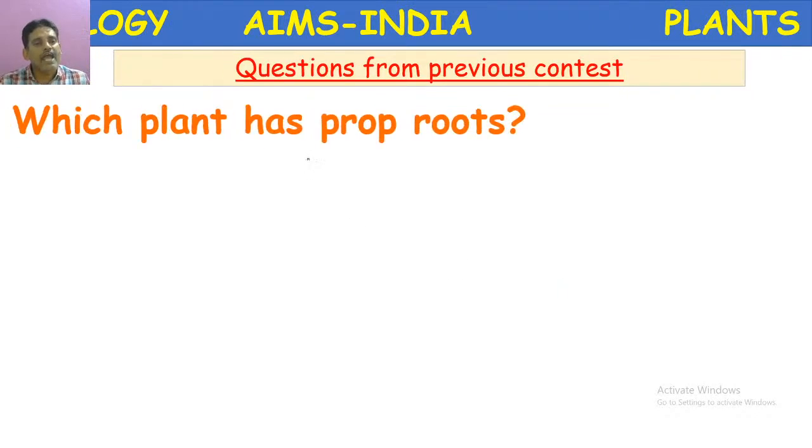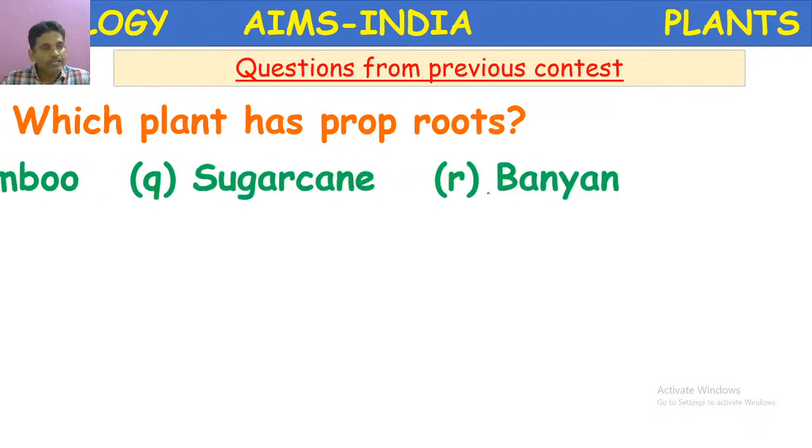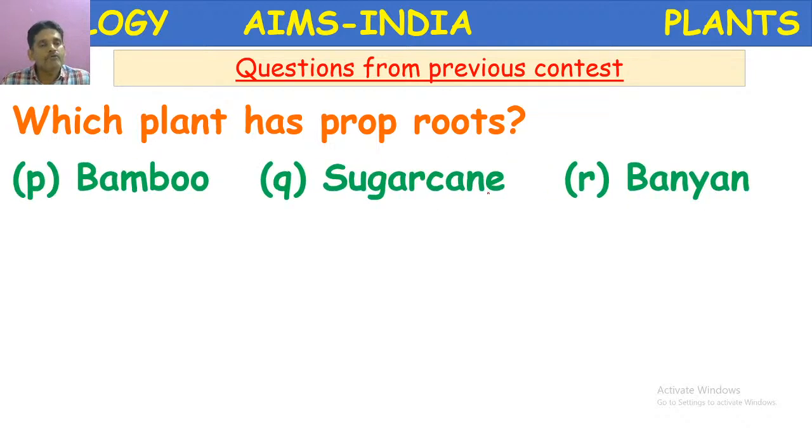Which plant has prop roots? In the discussion, I mentioned prop roots. So here examples are given: bamboo, sugarcane, banyan. It is a multi-correct answer type. In the NEET, these types of questions also appear. Let us see the options.